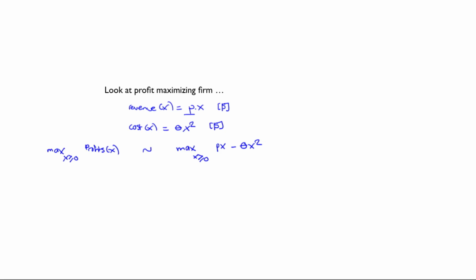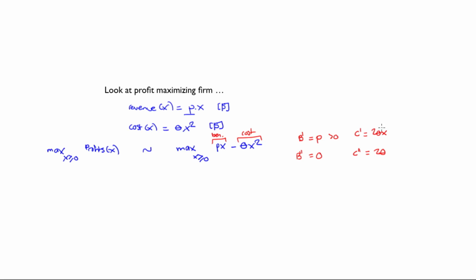Notice that this is the benefit function and that this is the cost function. Notice also that the benefit function has the following properties. B prime is going to be equal to P, so it's greater than 0. B double prime is equal to 0. C prime is equal to 2 theta X, and C double prime is equal to 2 theta.